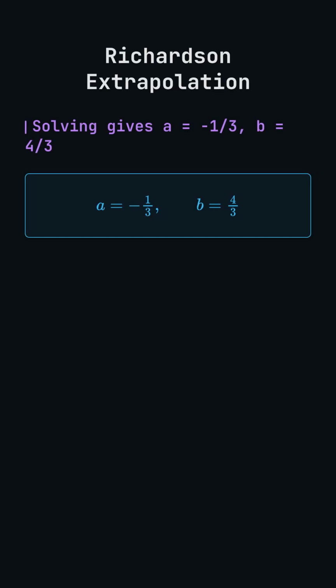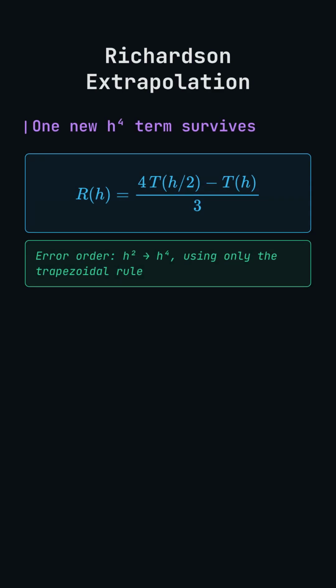Solve that small linear system and you get a equals minus 1/3, b equals 4/3. Plug those coefficients back in and the h squared terms cancel exactly. What's left over is a new error term proportional to h to the fourth. Two h squared estimates have just combined into one h to the fourth estimate, and all it took was arithmetic on numbers you'd already computed.